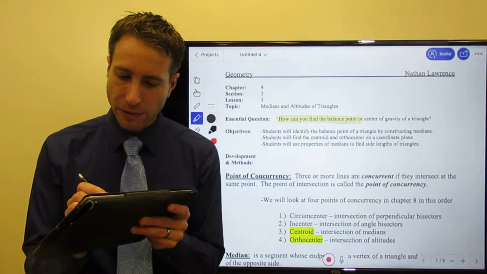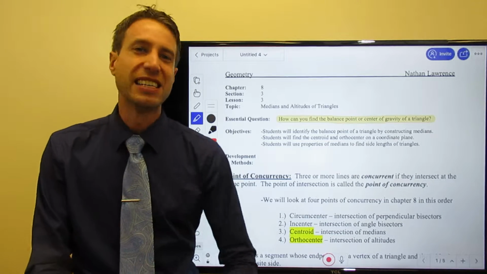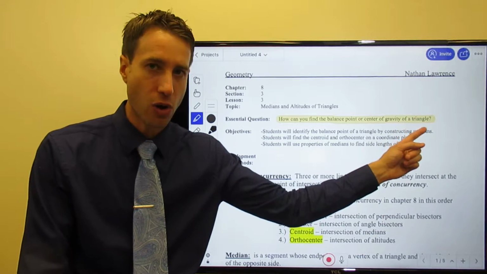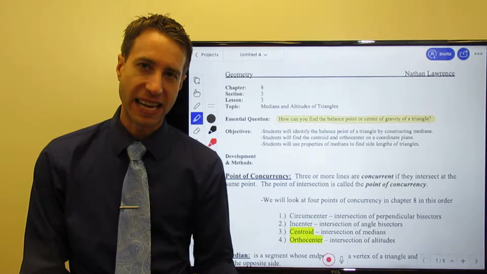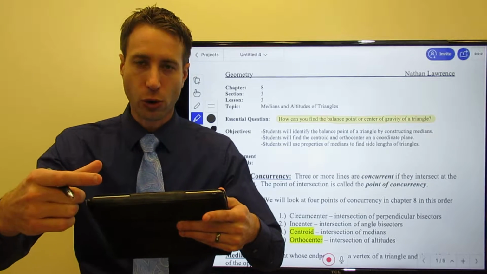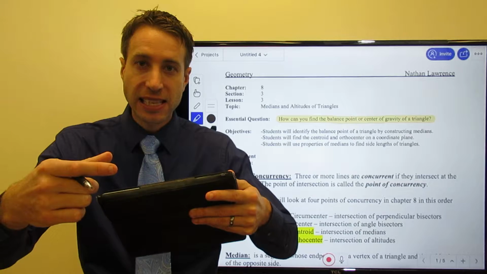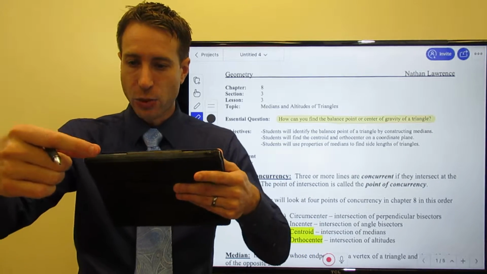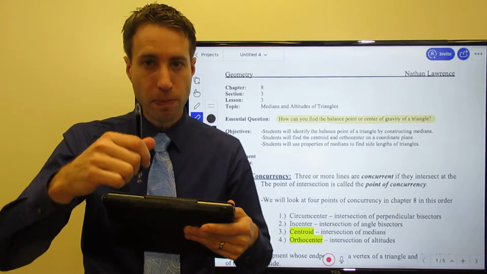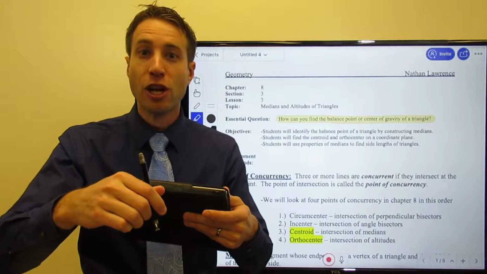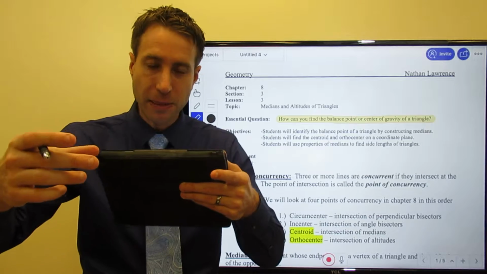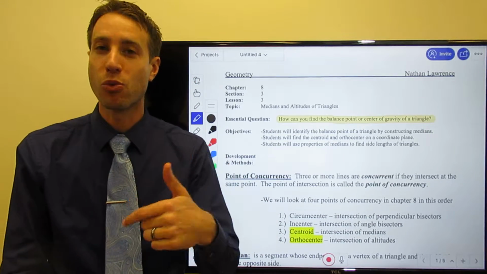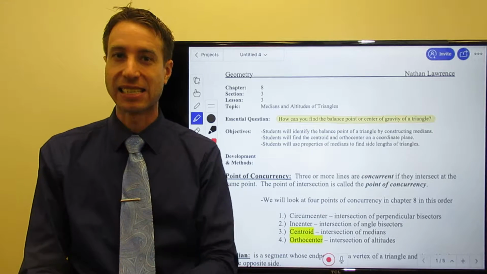So let's start off first with our essential question, and simply this. If I were to ask you to find the balance point, simply meaning the center of mass or the center of gravity of a triangle, how would you go about finding it? If you were to take a triangle and I wanted to balance that triangle on the point of a pencil, where is the point that you would need to set that triangle down on your pencil so that the triangle perfectly balances on the tip of that pencil? That's what we're going to do here in this set of notes.